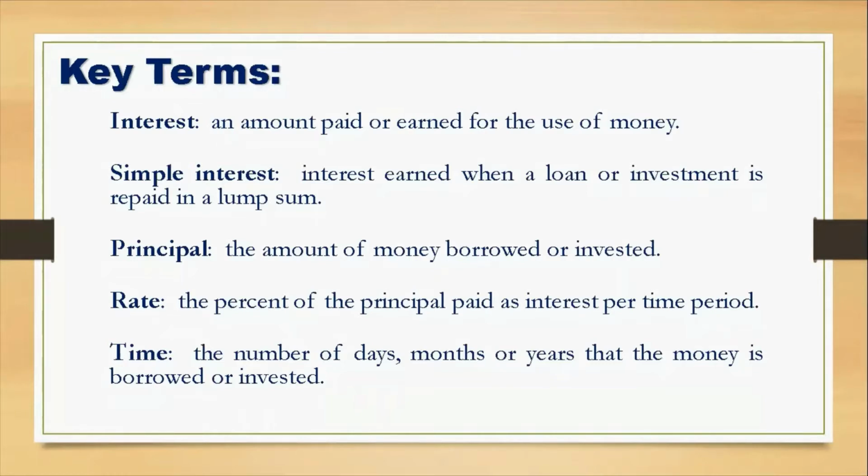Simple interest is earned when a loan or investment is repaid in a lump sum. Principal is the amount of money borrowed or invested. Rate is the percent of the principal paid as interest per time period. Time is the number of days, months, or years that the money is borrowed or invested.